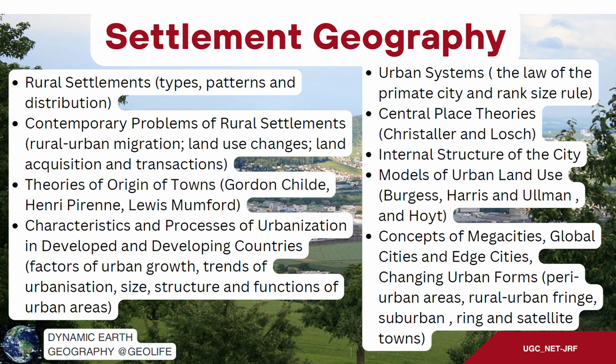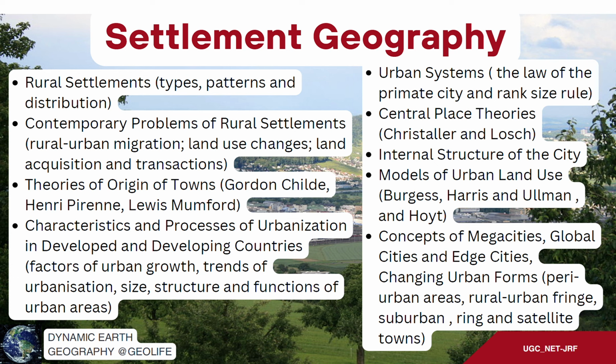And then settlement geography includes rural settlement, that is types, patterns, and distribution of these settlements. Then contemporary problems of rural settlement, that includes rural urban migration, land use changes, land acquisition, and transactions. Then theories of towns proposed by Gard and Childe, then Henri Pirenne, then Lewis Mumford. Theories of origins of towns is a very important topic in settlement geography, and damn sure there will be questions in these theories as well.